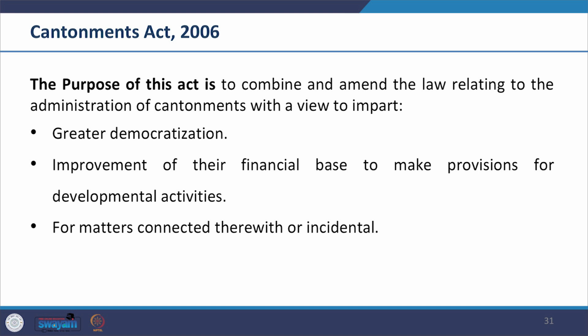Impart greater democratization. So you have also seen in the 73rd and 74th Constitutional Amendment Act, the purpose was a more democratic system of governance. So here we look at greater democratization and further improvement of the financial base to make provision for development activities and for matters connected with all these cantonment areas. So as per the URDPFI guideline, the following aspects of the Act are important for us to understand from the urban and regional planning point of view. So we'll look at what are those selective ones here.